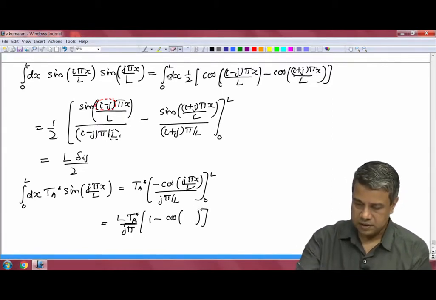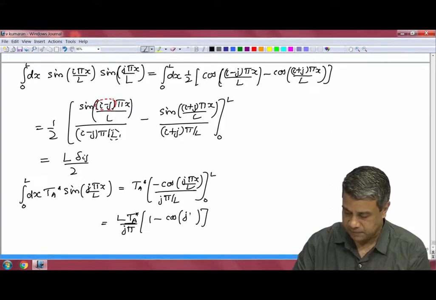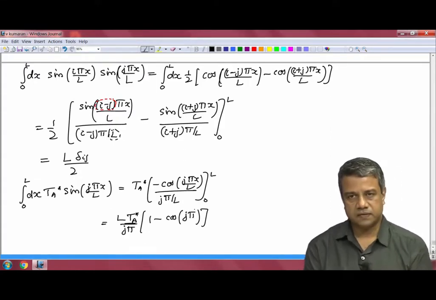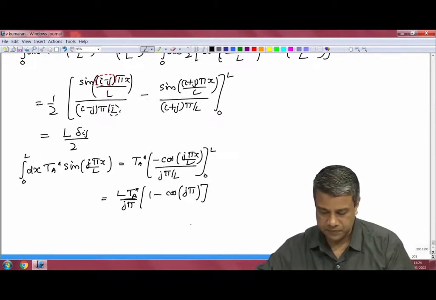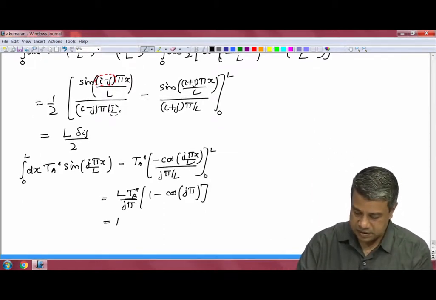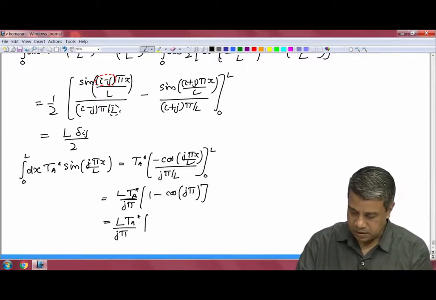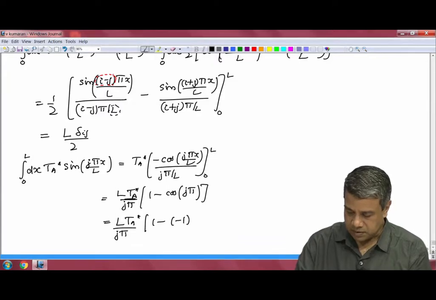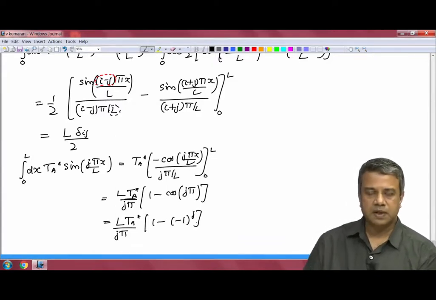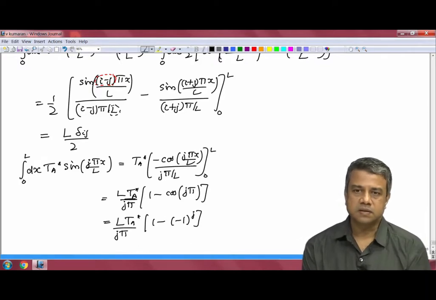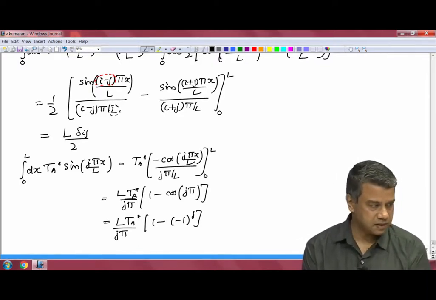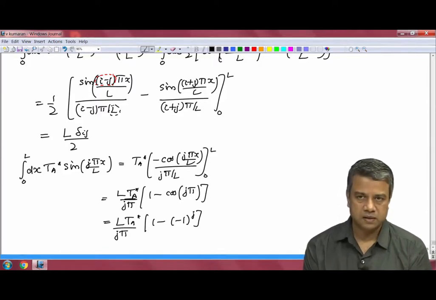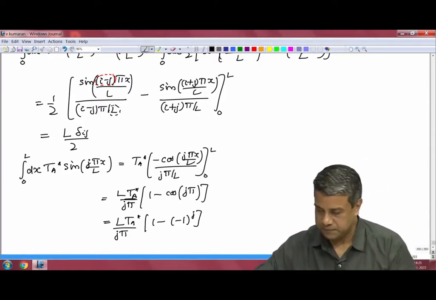At x is equal to L, the cos function is just j pi. At x is equal to 0, the cos function is 1. Okay. So, if you evaluate this, you get 1 minus cos of j pi. Okay. And this can be written as L Ta star by j pi into 1 minus 1 power j. Okay. Because cos of j pi is 1 if j is even and it is minus 1 if j is odd. Okay. Cos of 0 is 1, cos of pi is minus 1 and so on.